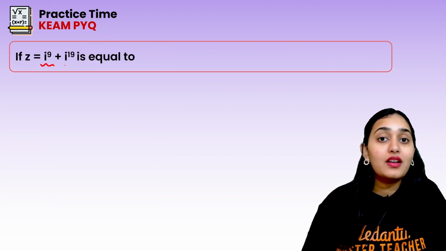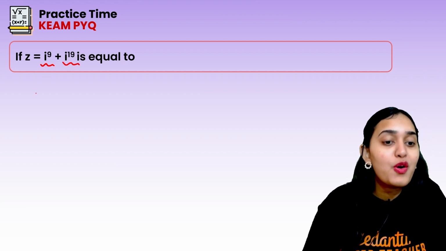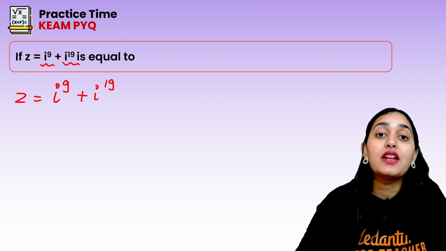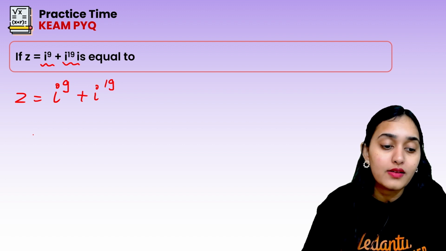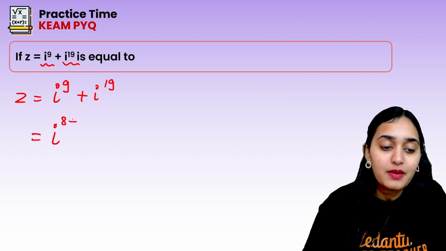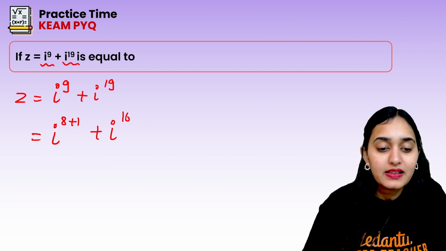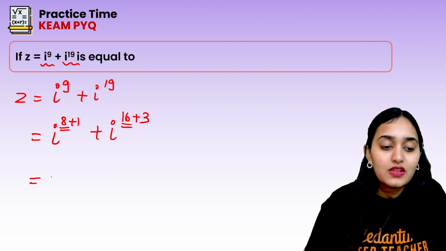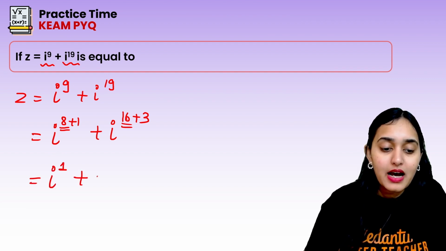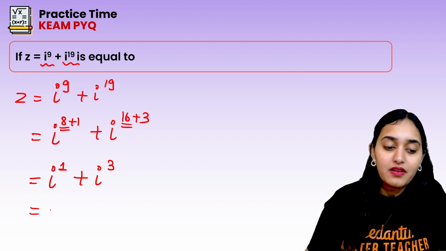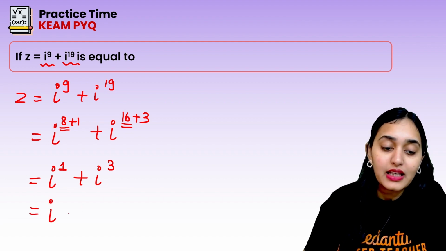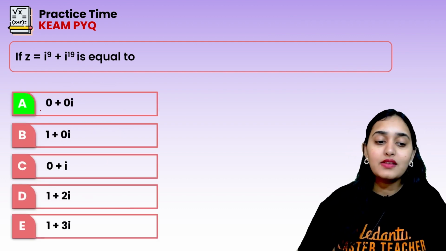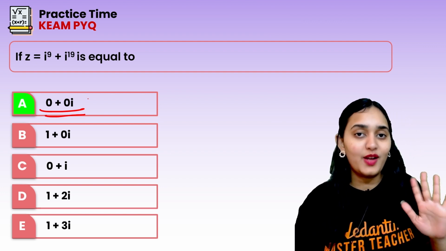Next, i to the power 9, i to the power 19. How do we simplify it? Convert it into multiples of 4. So this is i to the power 8 plus 1, i to the power 16 plus 3. 4 2s are 8, 4 4s are 16. So this will become i to the power 1, i to the power 3. What is i to the power 1? i. What is i to the power 3? Minus i. What is i minus i? 0. So again your answer is 0. So 0 can be written as 0 plus 0i. So that's your answer. Done.